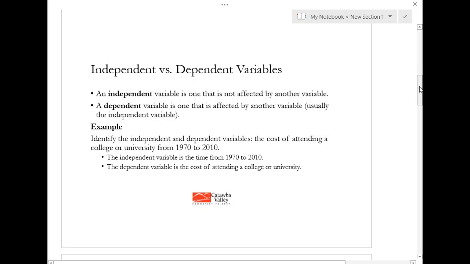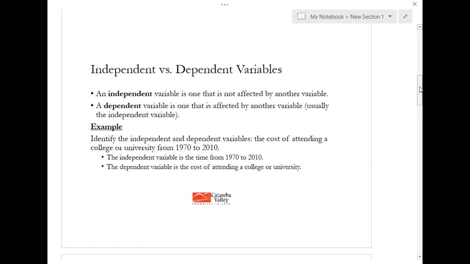So we're going to look at independent versus dependent variables. We say that an independent variable is a variable that's not affected by another variable. A dependent variable is affected by another variable. It's usually affected by the independent variable.